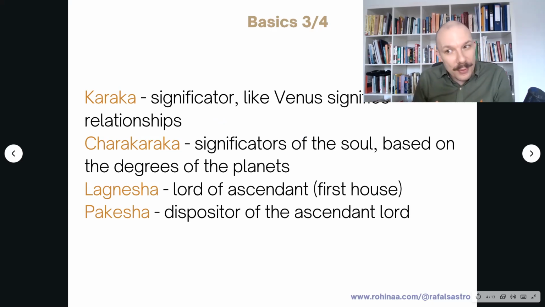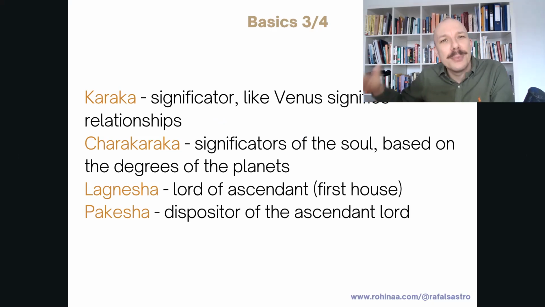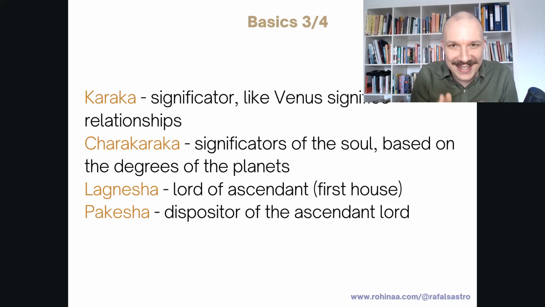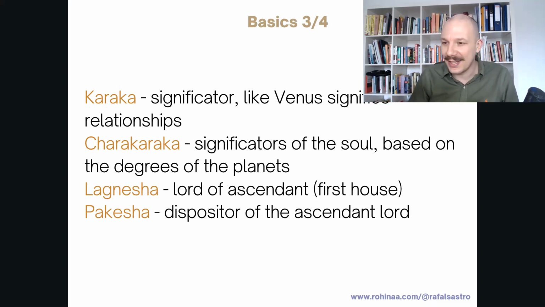Charakaraka is one type of Karaka, but this is on the soul level. So what we discussed, the Atmakaraka, Amatyakaraka, this is related to this. This is the level of the Charakaraka. So the Atmakaraka, Amatyakaraka, Bhatrikaraka, Matrikaraka, Putrakaraka, Pitrukaraka, Gnatikaraka, and Darakaraka. They are 8 Charakarakas, right? So all these Karakas are called Charakaraka.